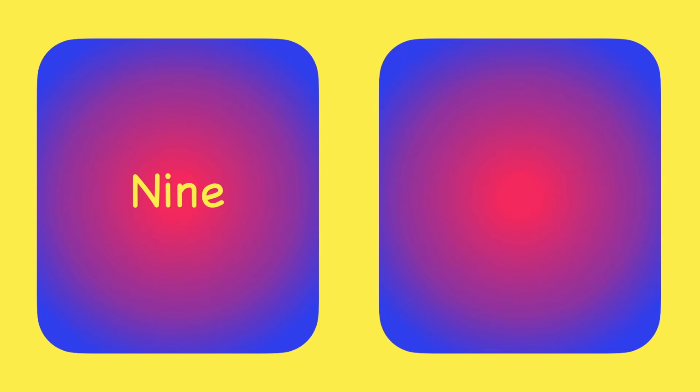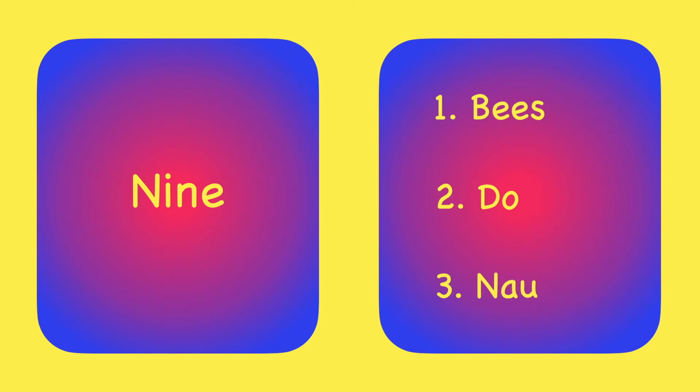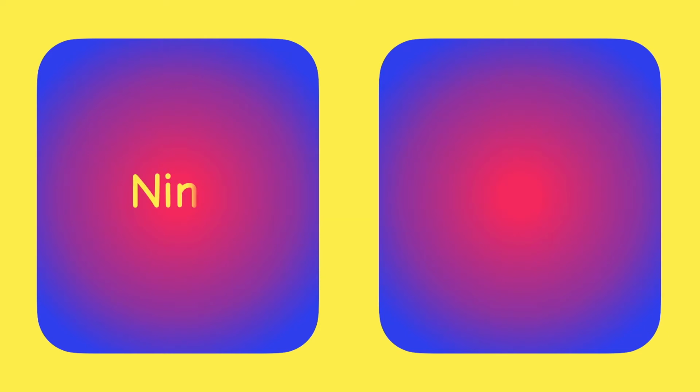What's 9 in Hindi? Is it 20? Is it 2? Or is it no? What do you think, friends? Let's look at the numbers. 20 is 20. 2 is 2. And no is 9. Yes, you guessed it right. 9 is no. Let's look at it one more time. 9 is no. Great job, friends.